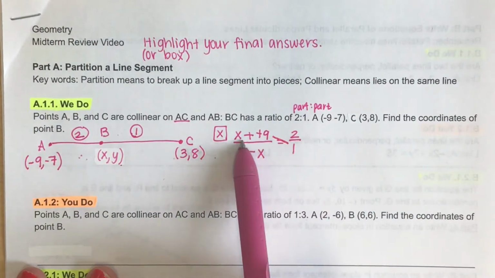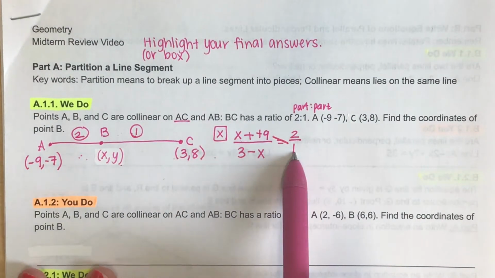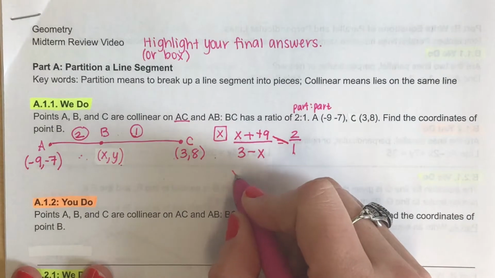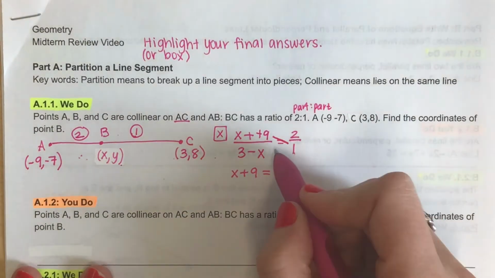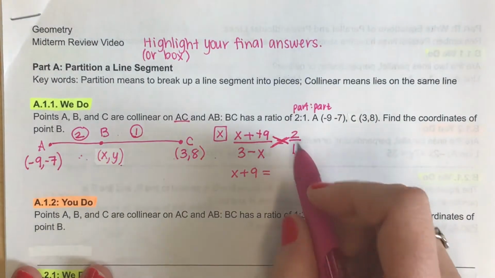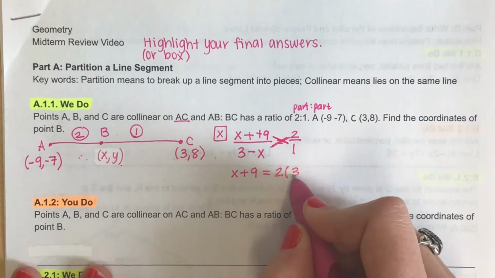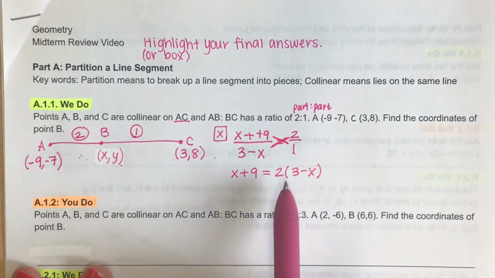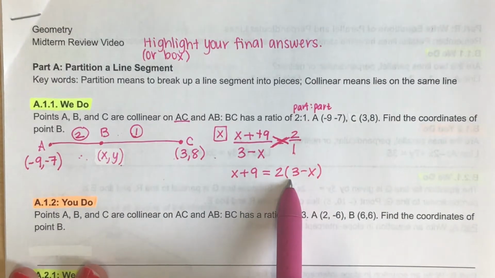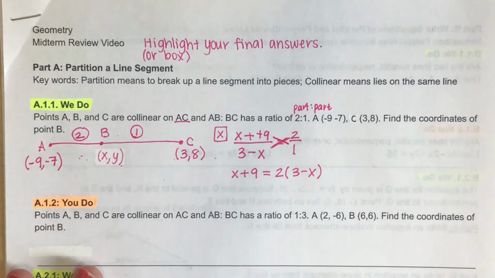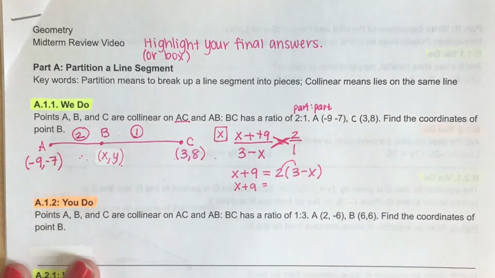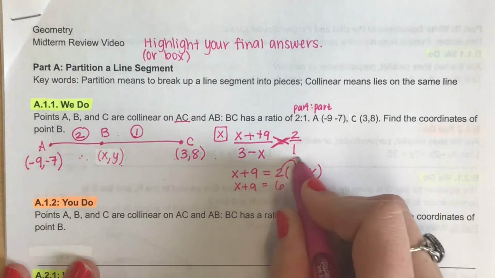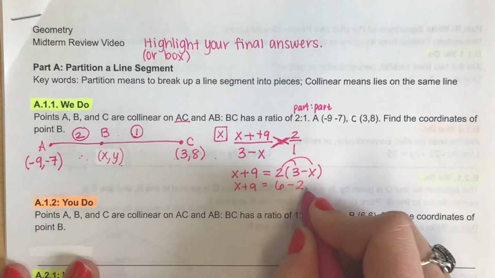If I multiply any number by 1, it's just itself. So this is just X plus 9. Equals, and I'm going to cross multiply over here. So I've got 2 times 3 minus X. And so what I need to do here to solve this problem is make sure I do a little bit of distributive property. So I do 2 times 3, which gives me 6. 2 times -X gives me -2X.